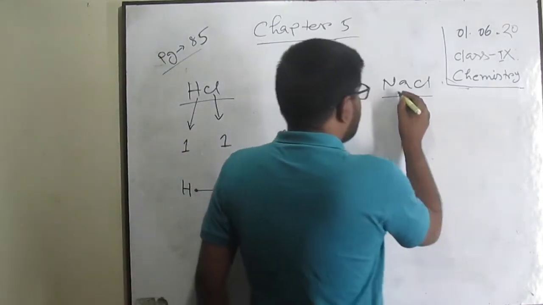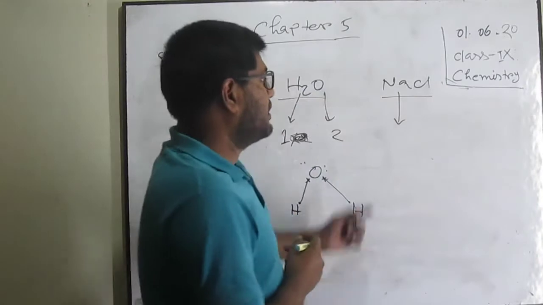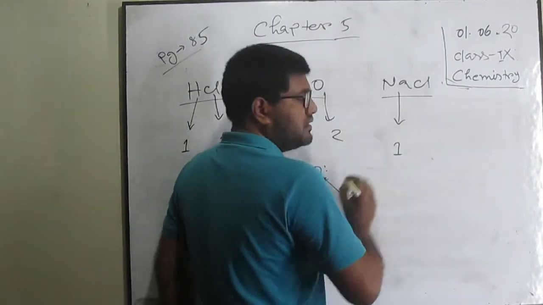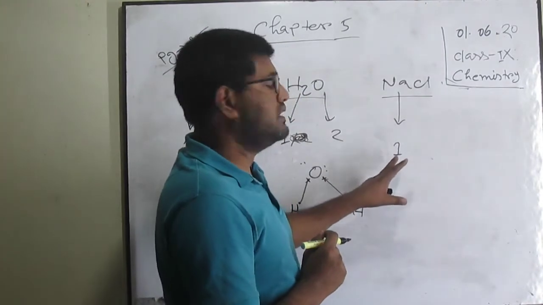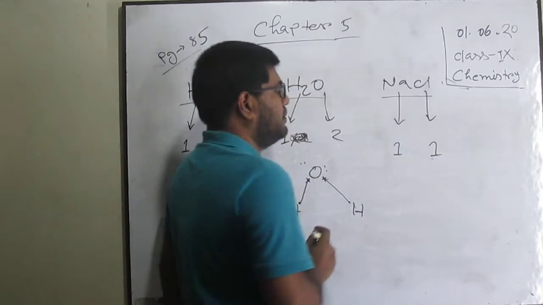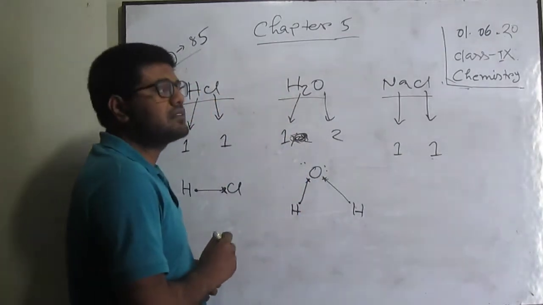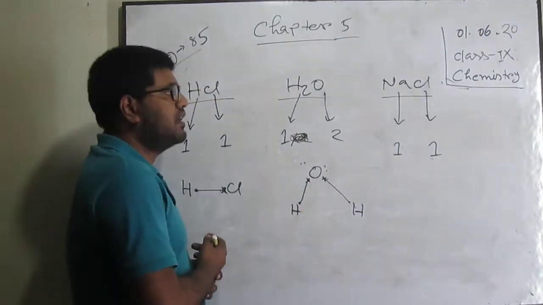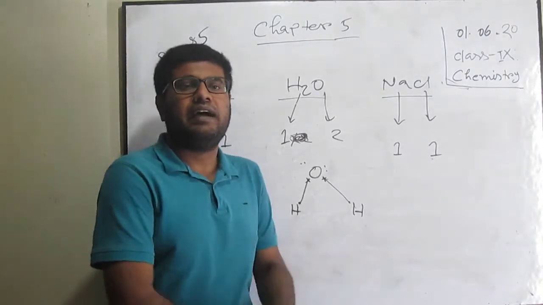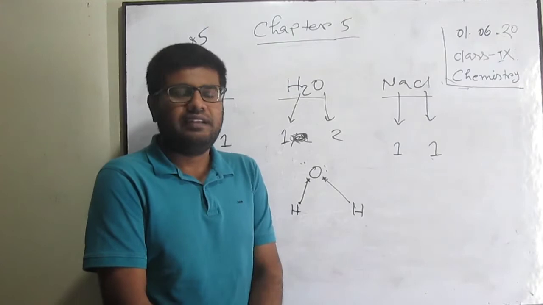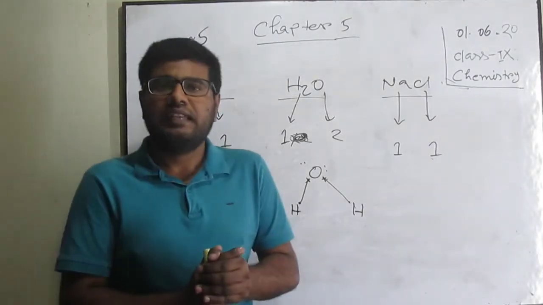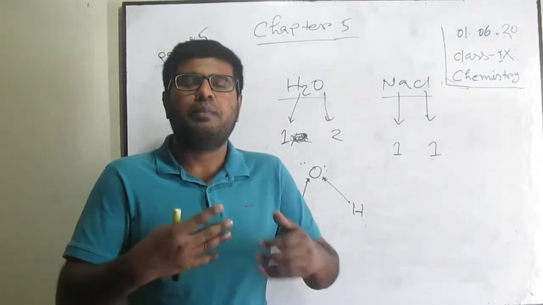For sodium chloride, in the case of sodium, this sodium donates 1 electron, that's why its valency is 1, and in the case of chlorine its valency is also 1 because it accepts 1 electron. So in different types of bonding, maybe ionic, covalent or coordinate, valency is the total number of electrons used to make a bond.